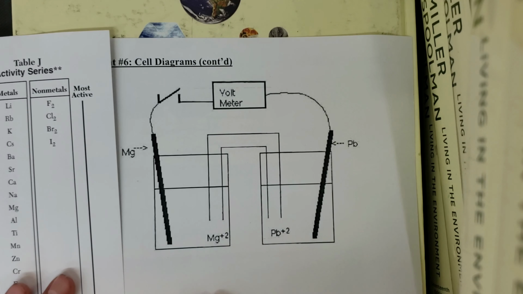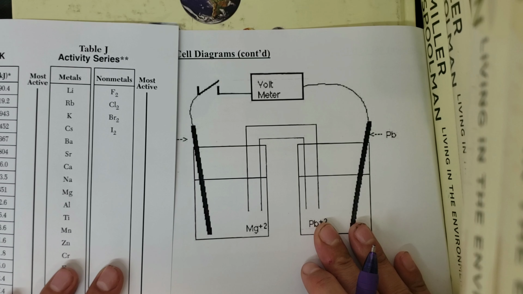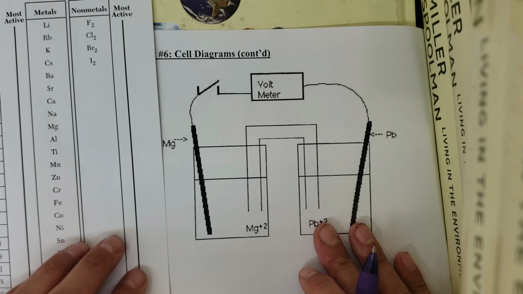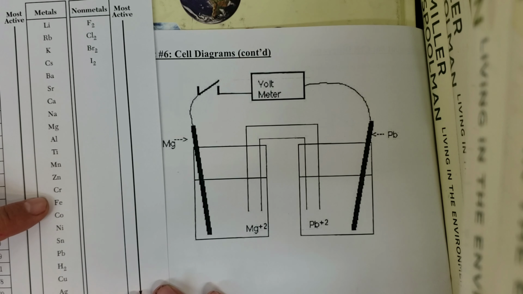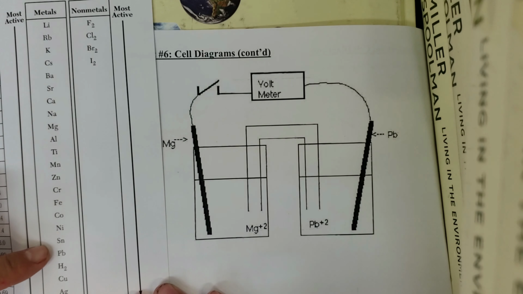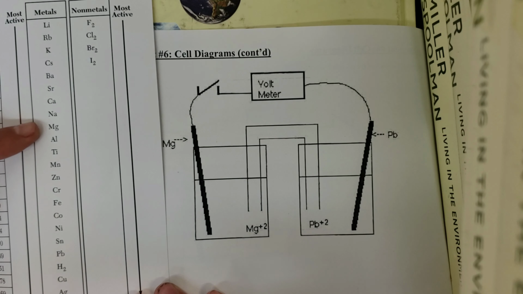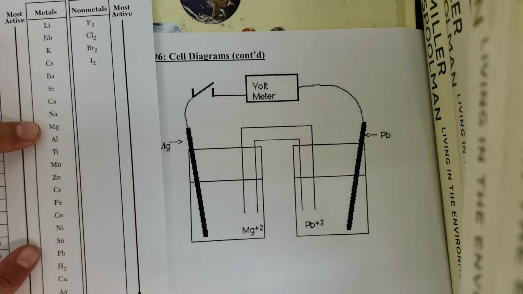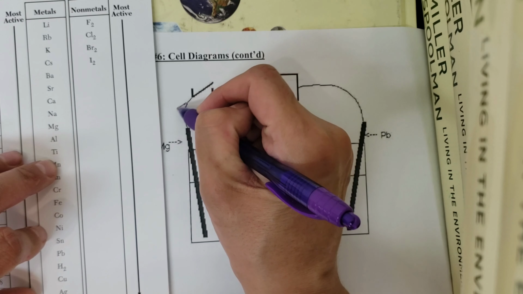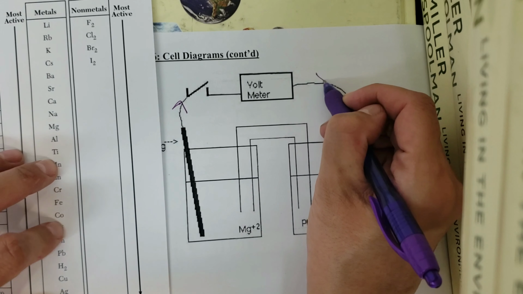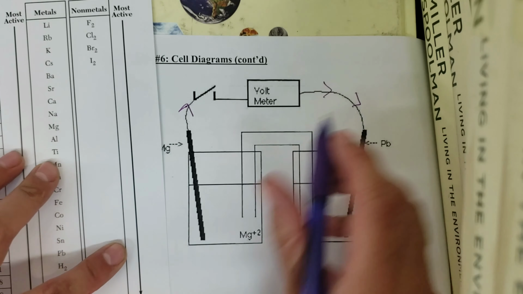So we start all cell investigations by looking at reference table J. On reference table J, I can see magnesium is much more active than lead. So we're again comparing magnesium and lead. And so the electrons are going to flow down from magnesium to lead. So I'm going to draw in the electrons through the wire, and then I'll start to label my cell.